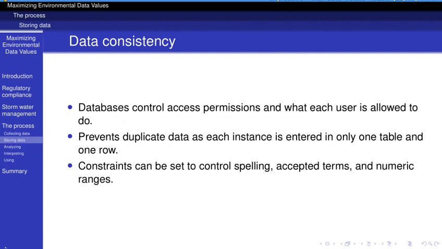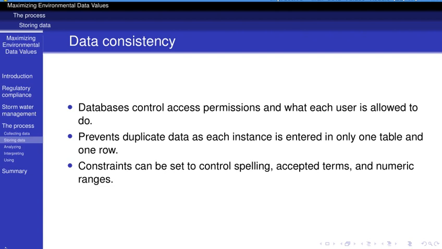Databases provide a stable structure controlling access, permissions, and user restrictions. One person can make a change that is visible to everyone instantly. This feature increases efficiency and data consistency when using databases.